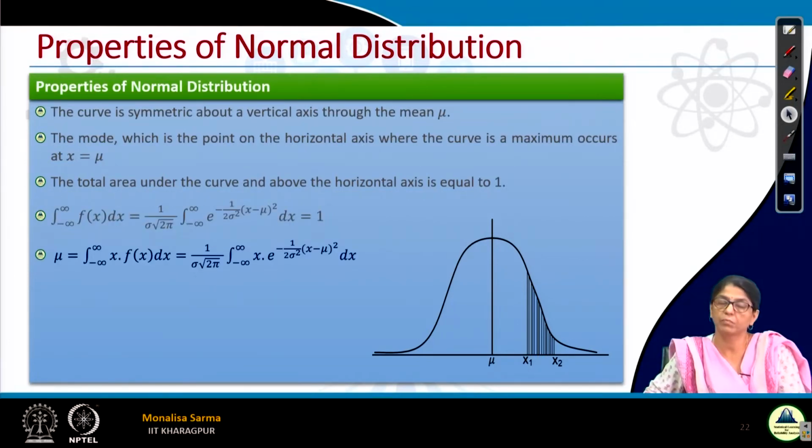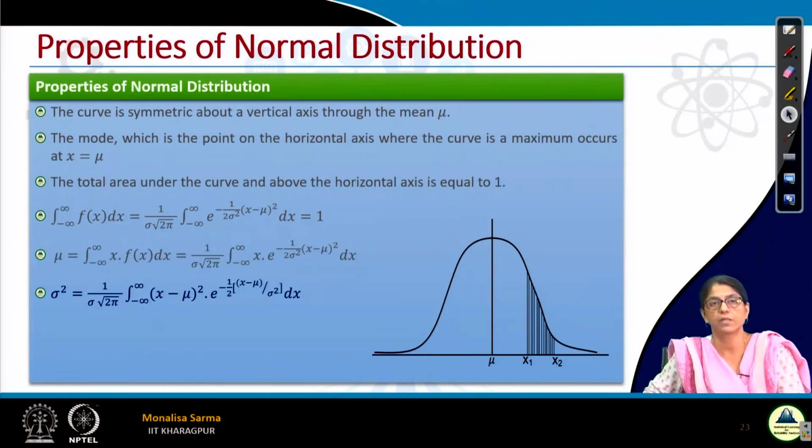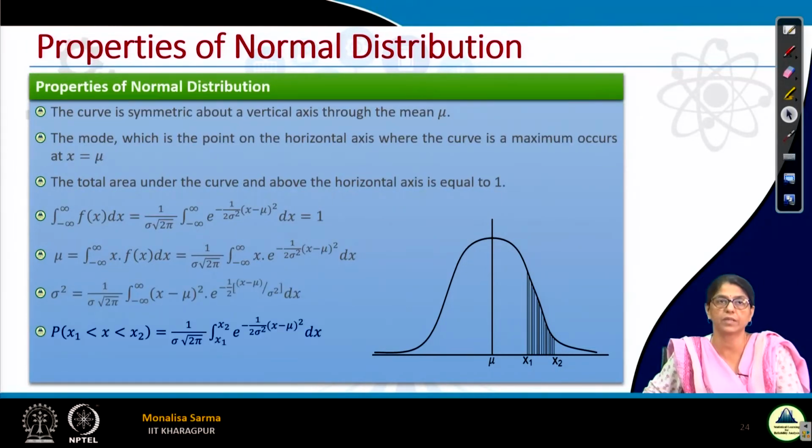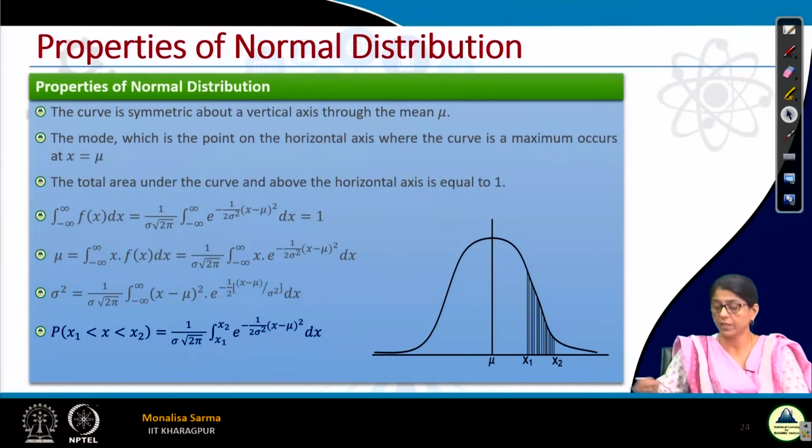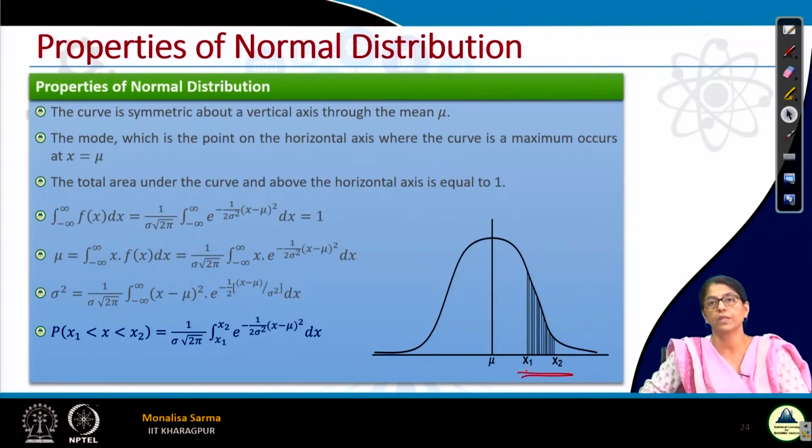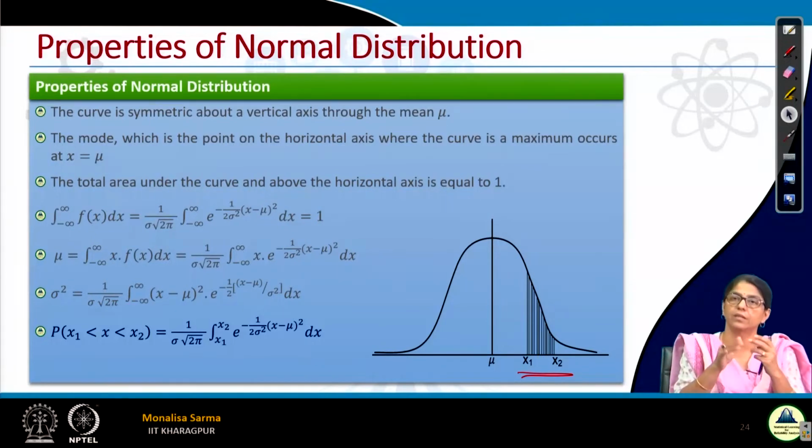Now what is mu? Mu is the integration of x f x, and sigma square is the integration of x minus mu whole square times f x. Just put in the values and simplify. If we are interested in finding the probability in the range x1 to x2, we just have to integrate the f x expression from x1 to x2.